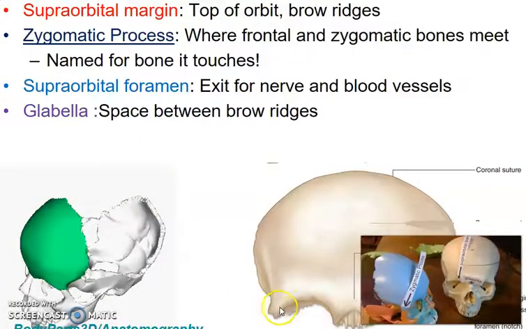So our landmarks, this would be the supraorbital margin. There's the supraorbital foramen. I like foramens better for some reason. The zygomatic process, to see, it's right there, it's right there. It's going to touch the zygomatic bone. And the glabella, I just like saying glabella, it has a neat ring to it.